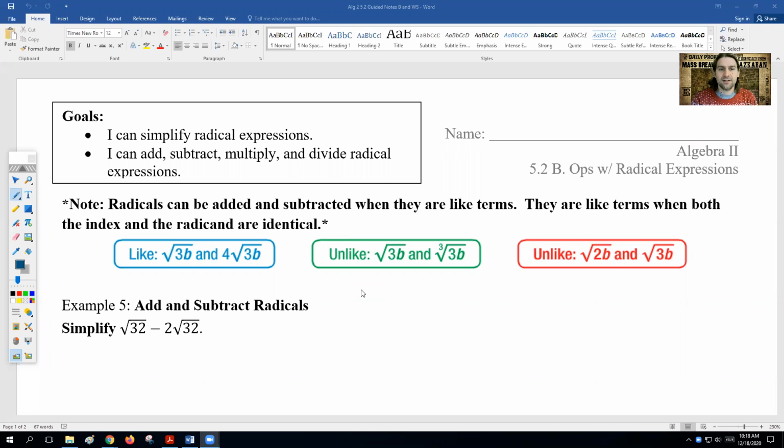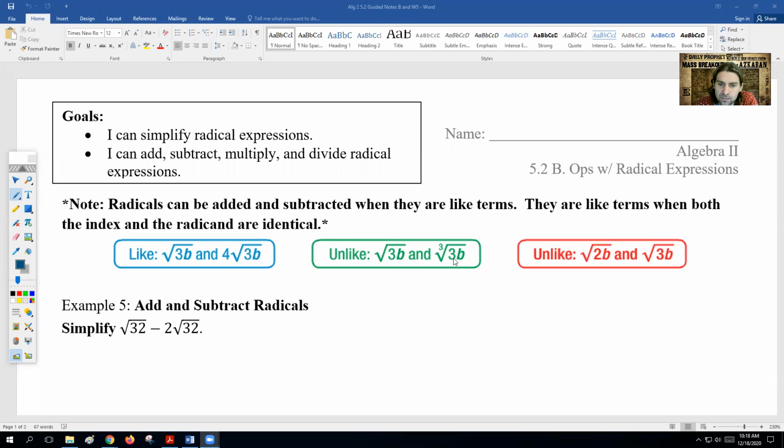So we've added and subtract, or no, I shouldn't say that. We've multiplied and divided radicals, but now we're going to do the tough part, which is actually adding and subtracting. One thing to note here is that radicals can be added and subtracted when they are like terms. They are like terms when both the index and the radical are identical. So like radical 3b and 4 radical 3b are like terms because they're both radical 3b.